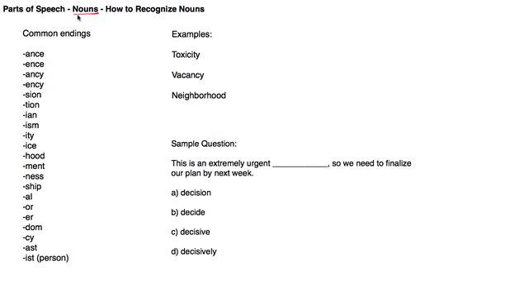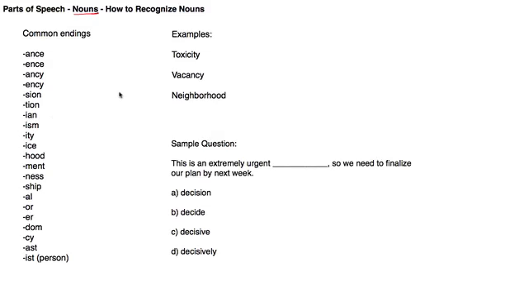Okay, so right now we're going to talk about nouns and how to recognize them. The first thing to understand is that many nouns in English have common endings. So the end of a noun often has certain letters, such as ance, ence, and so on through this list. So this list is quite important to remember because recognizing the end of the word can help tell you if the word is a noun or not.